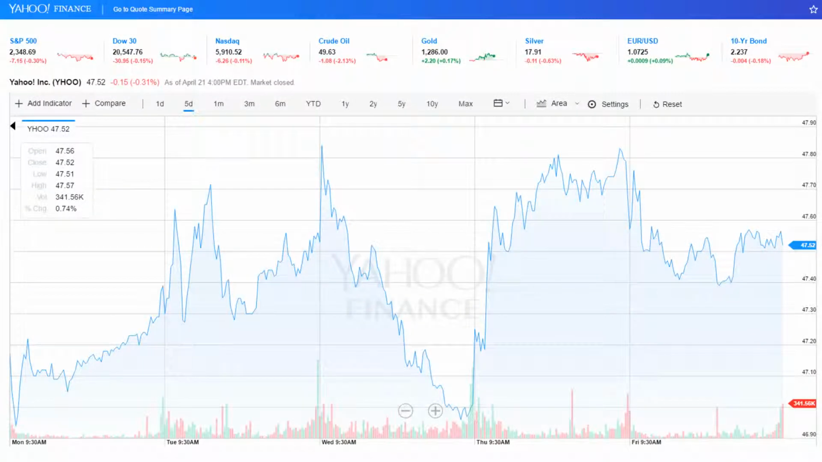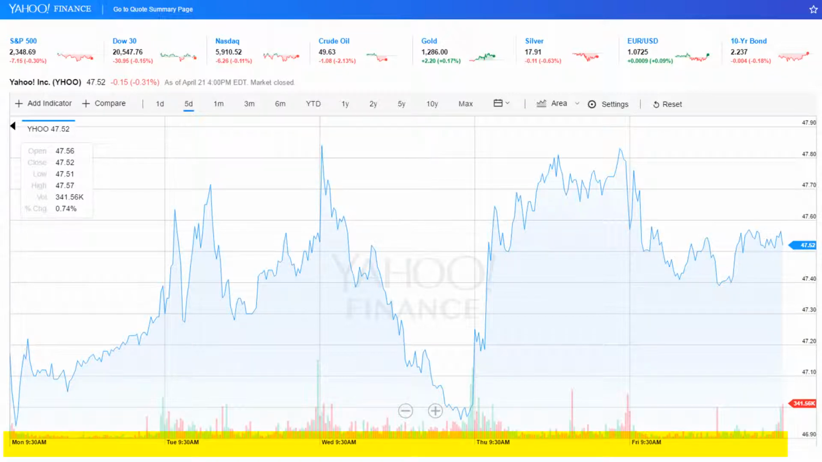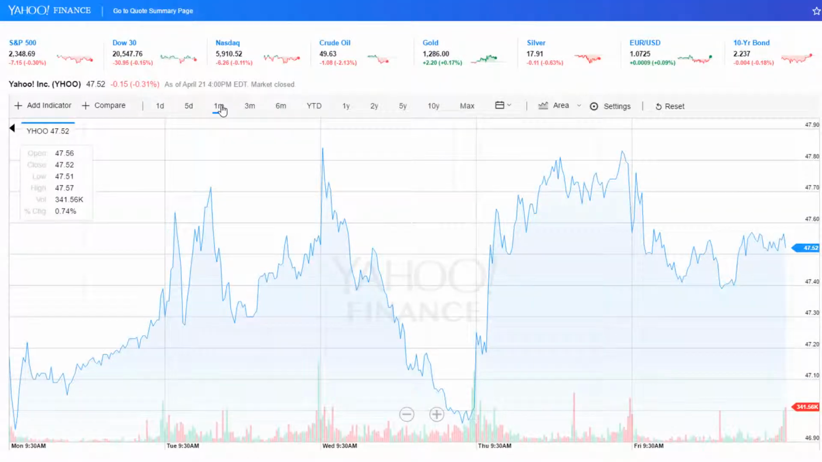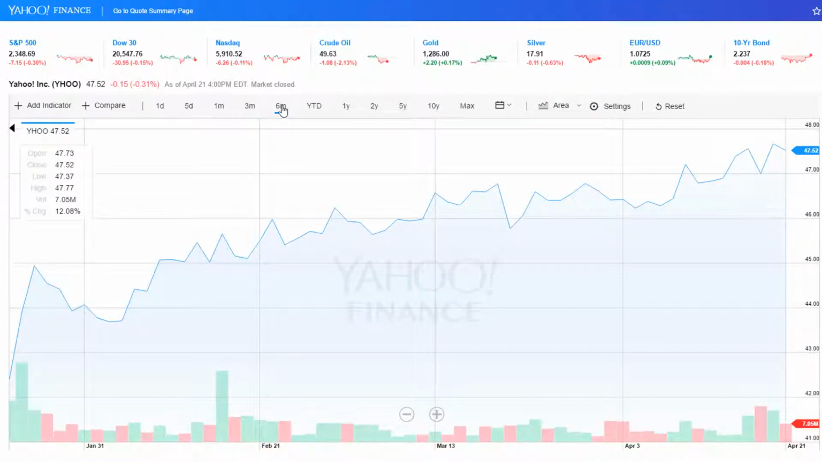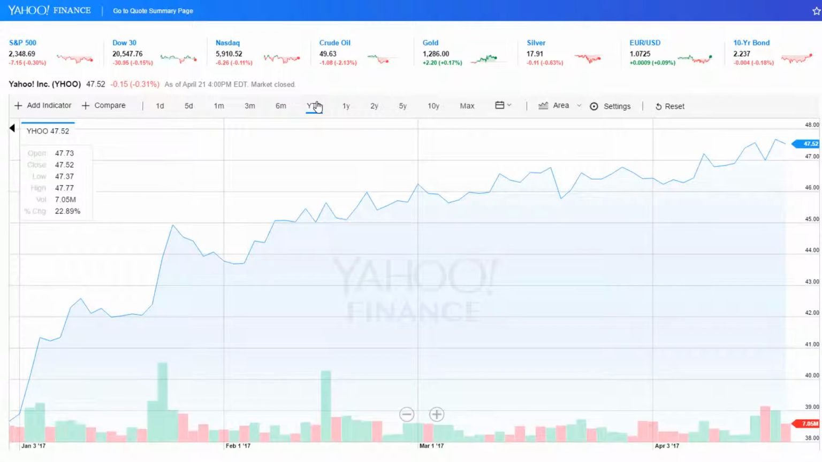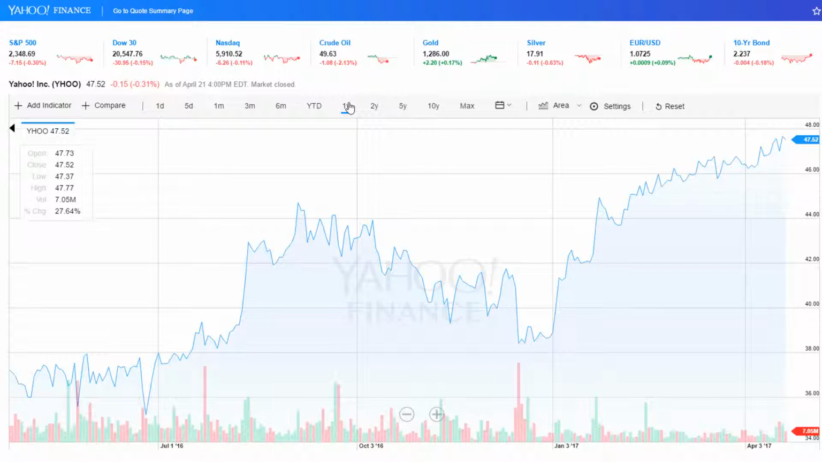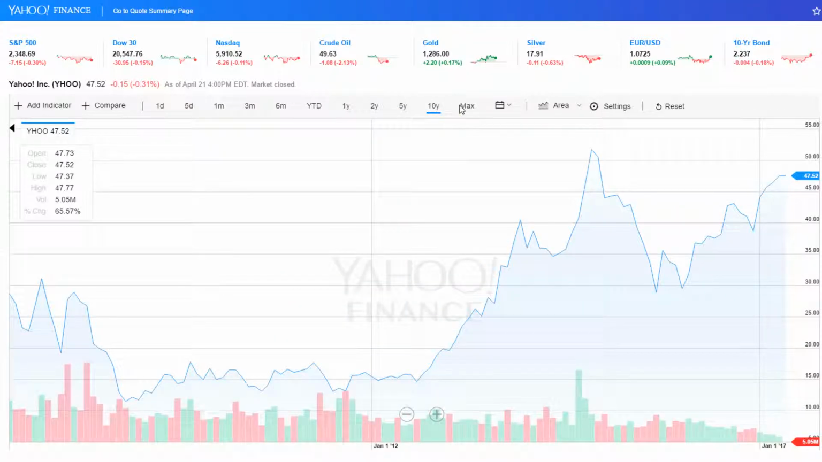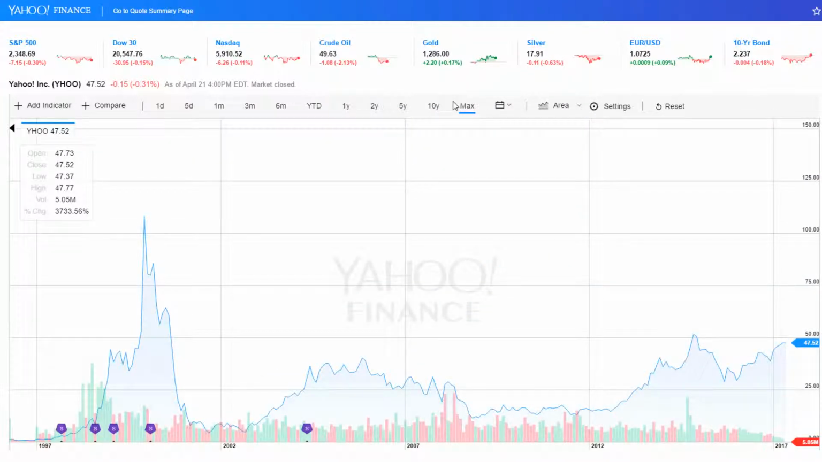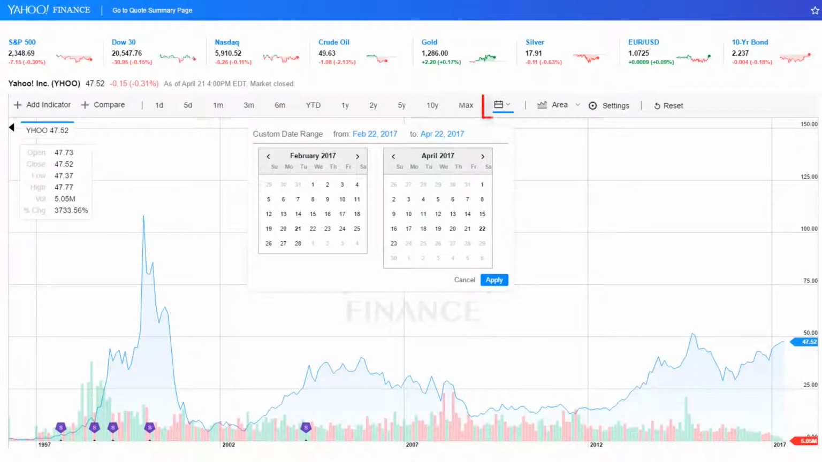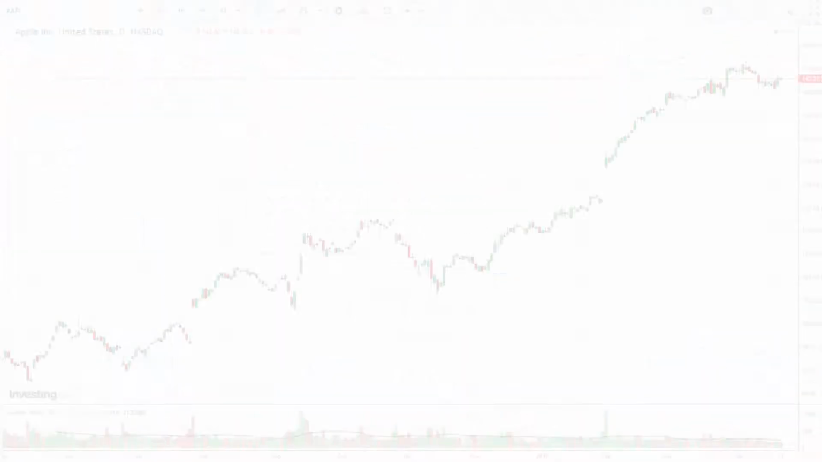Other common time periods include 1 week, showing the price movement of the trading sessions in the last 5 or 7 days, 1 month, 3 months, 6 months, YTD, year to date, showing the price movement since the beginning of the year, 1 year, showing the price movement of the last 365 days, 5 years, 10 years, and all or max, showing the entire historical price movement that the website has to offer. As you can see, on Yahoo Finance, you can even select a specific time period by customizing the time range.